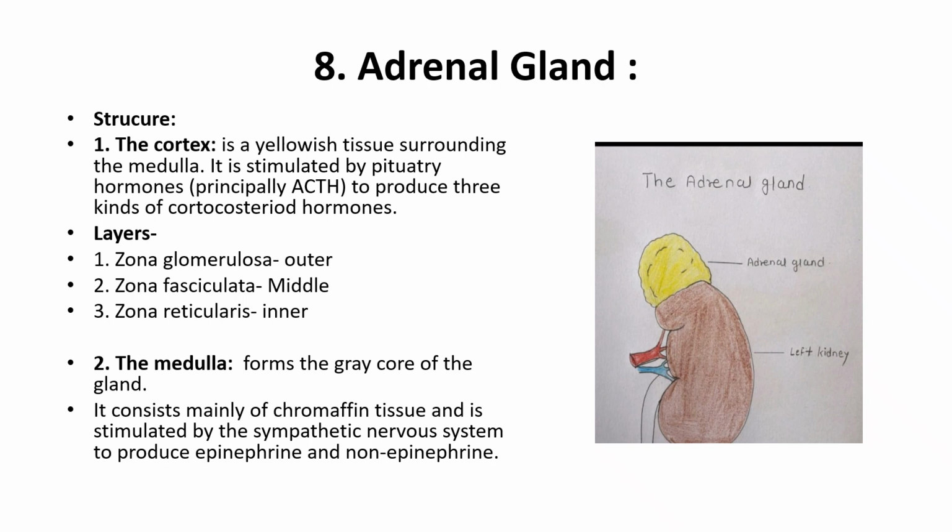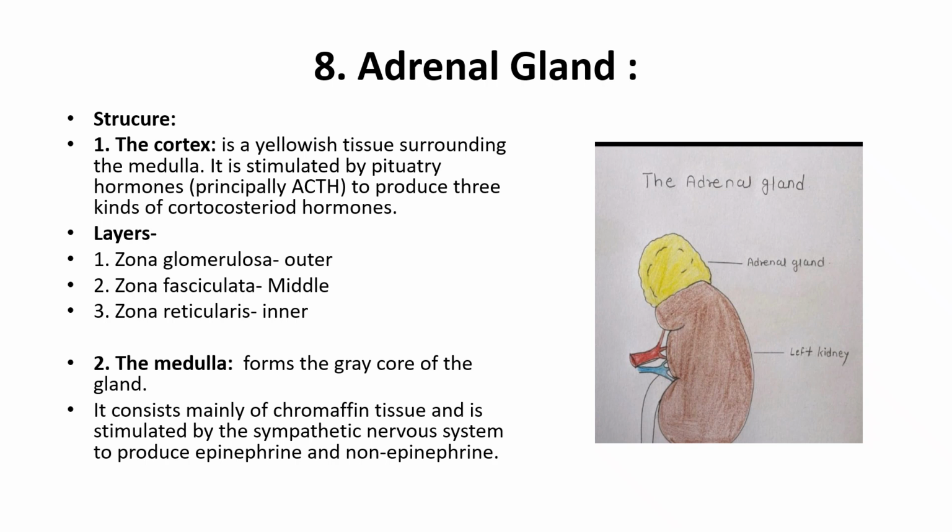Structure of the adrenal gland: it has 2 parts, outer cortex and inner medulla. The cortex is a yellowish tissue surrounding the medulla, and it is stimulated by the pituitary hormone ACTH, adrenocorticotropic hormone, to produce the adrenal gland hormones. The cortex has 3 layers: the outer layer is the zona glomerulosa, the middle layer is the zona fasciculata, and the innermost layer is the zona reticularis. They secrete the adrenal gland hormones, also called corticosteroid hormones.